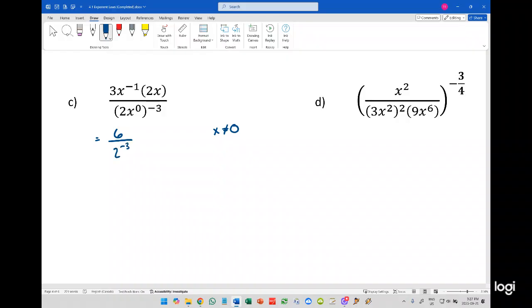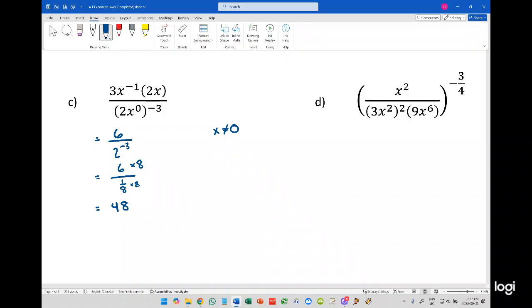And again, x can't be 0, but we already dealt with that as a restriction. And on the top, we get 6. And on the bottom, we get 1 over 2 cubed, or 1 over 8. Now, we could have just moved that 2 to the negative 3 to the top to get 8 on the top. Really what we're doing is the 1 over 8, and we're multiplying top and bottom of the fraction by 8 to keep it equivalent, which gives us 48 on the top and 1 on the bottom.